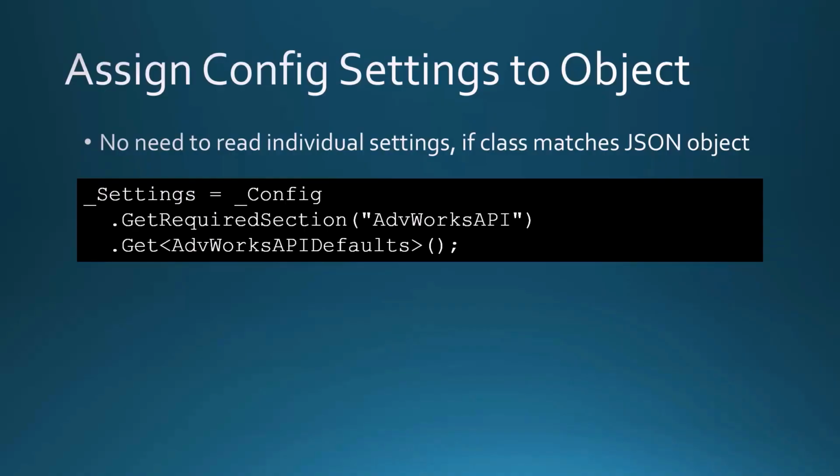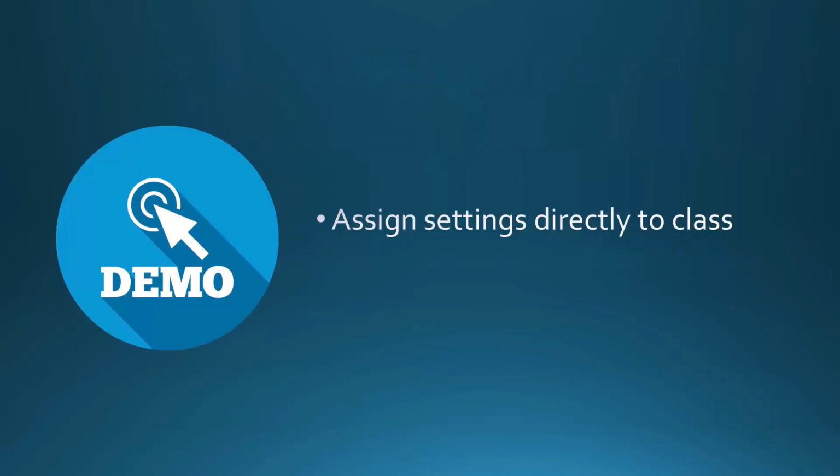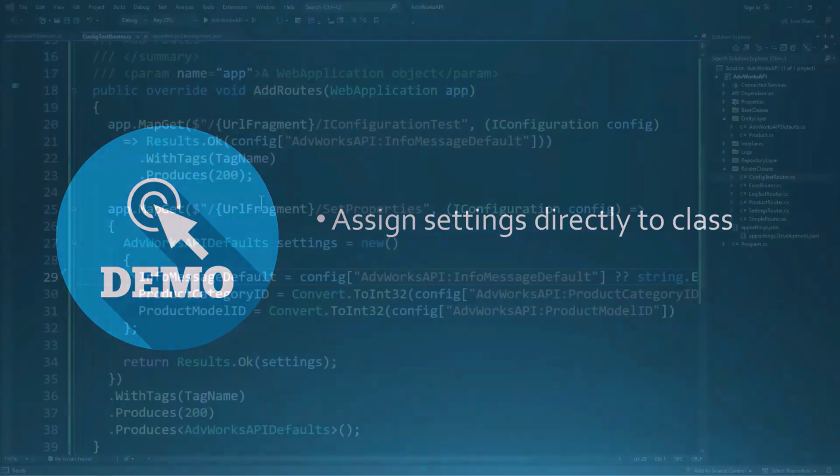Actually, if you have a class and that class matches the properties in the JSON object exactly, guess what? You don't need to read the individual settings like I just did. There's actually a method built into the configuration object called GetRequiredSection. You then specify AdventureWorks API and then get an AdventureWorks API defaults. That's our class. And guess what? It goes ahead and matches up the property names and it'll automatically assign them all at one time. So let's take a look at how we do that.